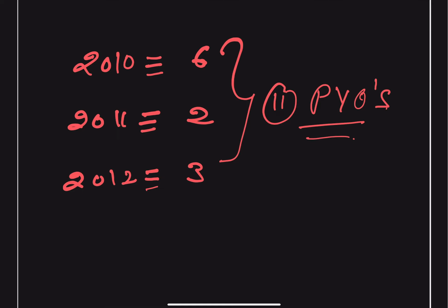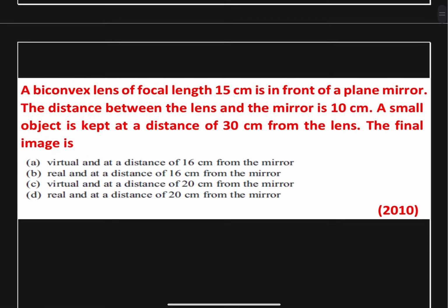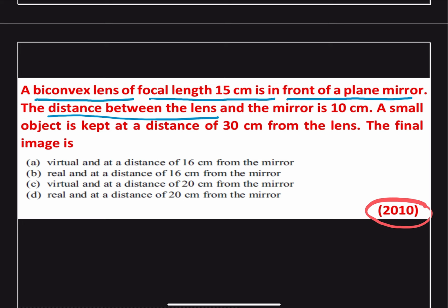So in the first question, it was asked in the year 2010 and it states that a biconvex lens of focal length 15 cm is in front of a plane mirror. The distance between the lens and the mirror is 10 cm. A small object is kept at a distance of 30 cm from the lens. The final image is. In this case, it is a combination of a biconvex lens and a plane mirror.